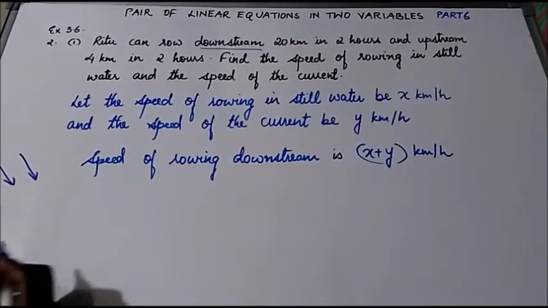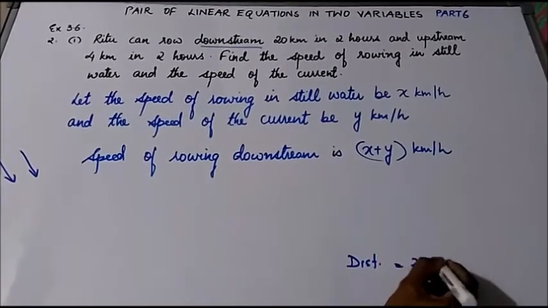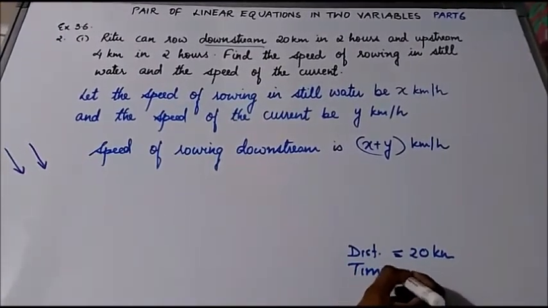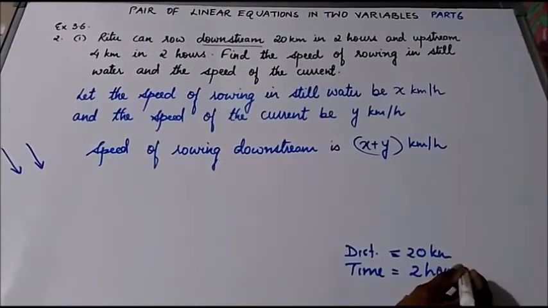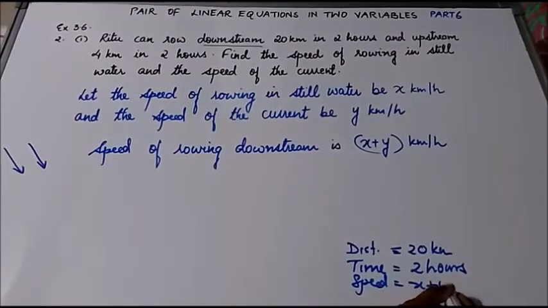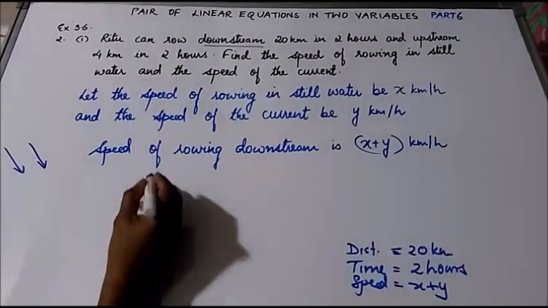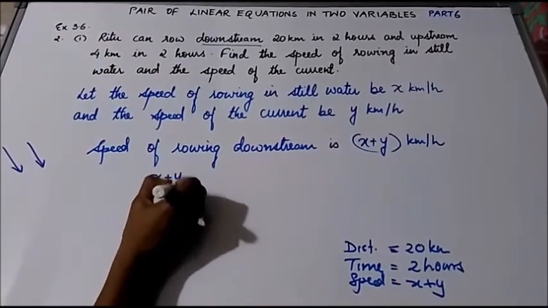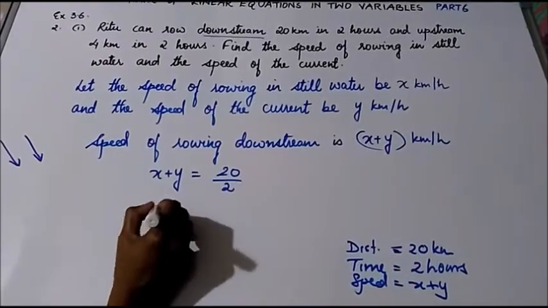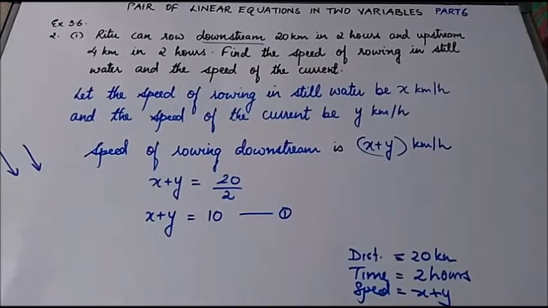Now what is given? The distance is given 20 kilometer. Time is given 2 hours and the speed is given x plus y kilometer per hour. Now we know speed is equal to distance upon time, so let us form the equation. Speed x plus y is equal to distance 20 upon time 2. Here we will get x plus y is equal to 10. This is the first equation.